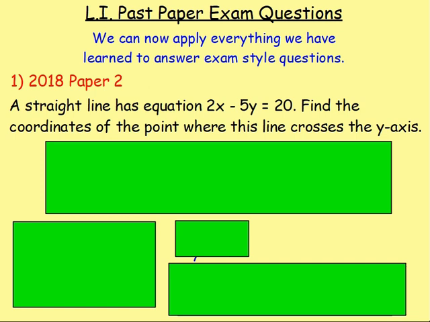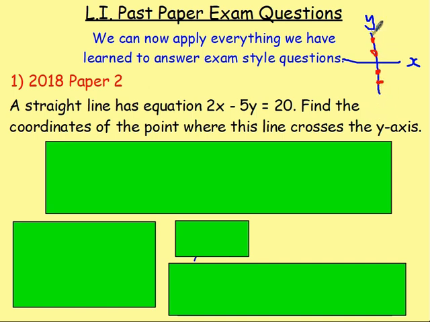Miranda, help us out. How would we do this one? Yes, Miranda, you are perfectly right. If you imagine you've got your x and your y axis, we've got the x axis down here, we've got the y axis up here. Well, we're wanting to find the point where the graph crosses the y axis. So it might cross down here, or here, or here. You get the idea. It's going to be somewhere on this line.